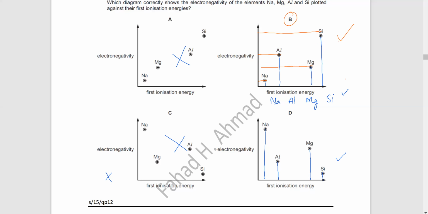Okay. Heba, Rida, is this clear? Bazga, Minahil, is this clear? Yes, sir.